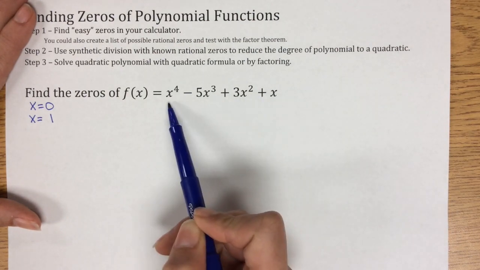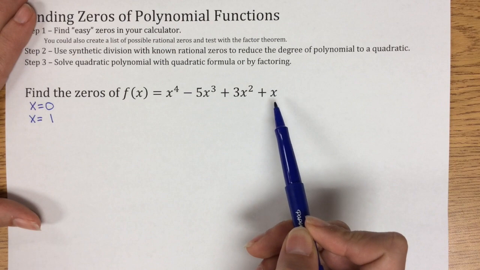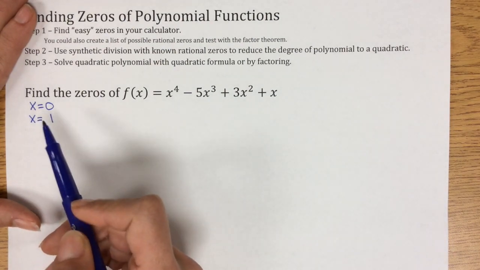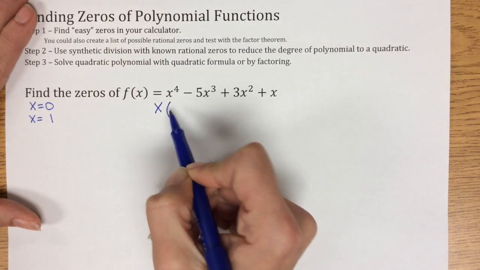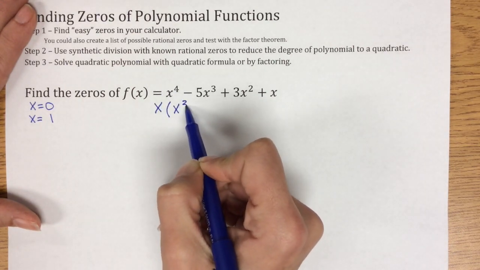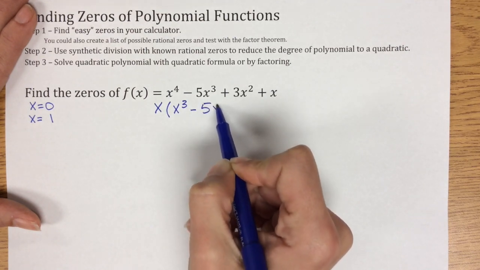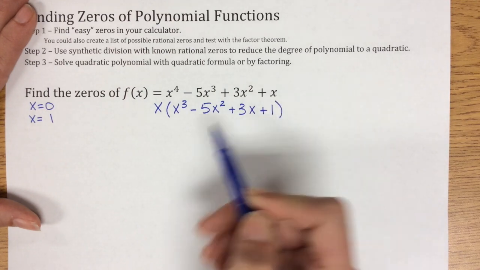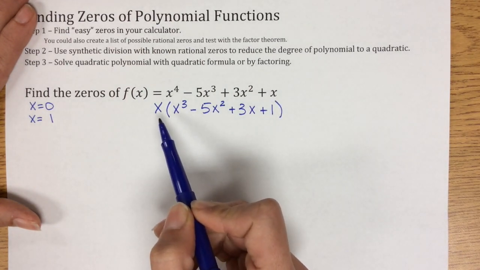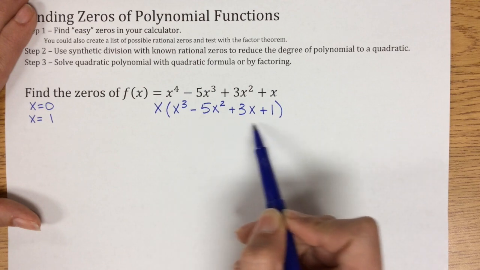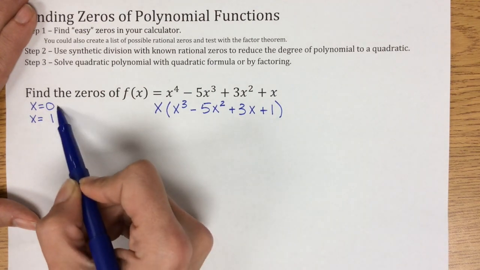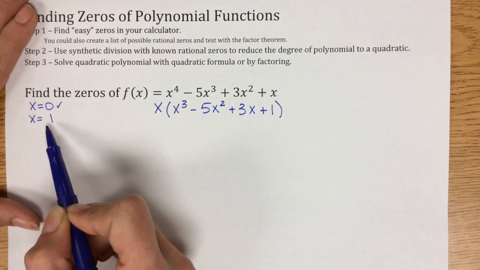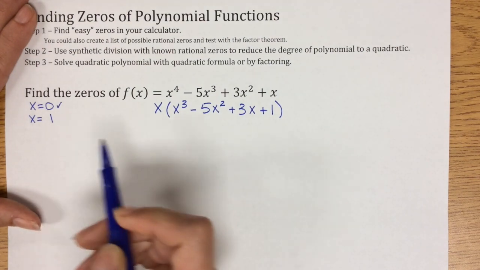If you look at these, every single one of these has an x in it, so we can factor that x out, and that's going to be the x equals 0. I'm going to go ahead and do that. If I factor x out, I end up with x cubed minus 5x squared plus 3x plus 1. And this is one of my factors, so I can just work with this in here. I've already used that x equals 0 because that's right there. So I'm going to use synthetic division with the x equals 1.